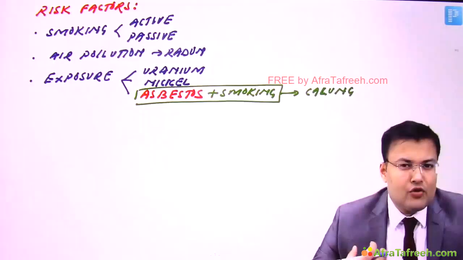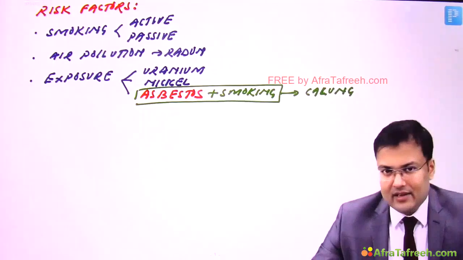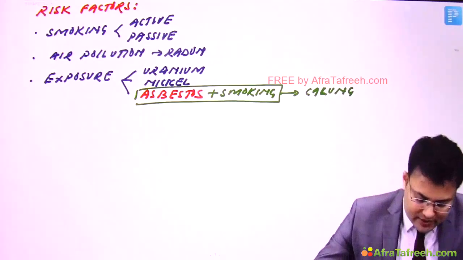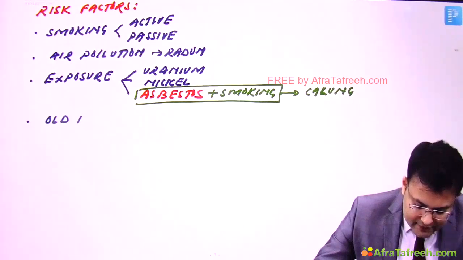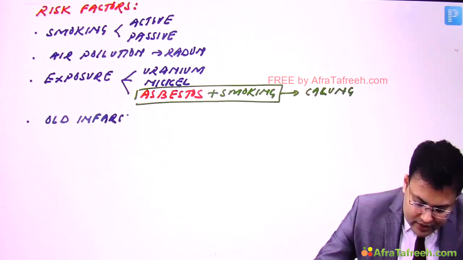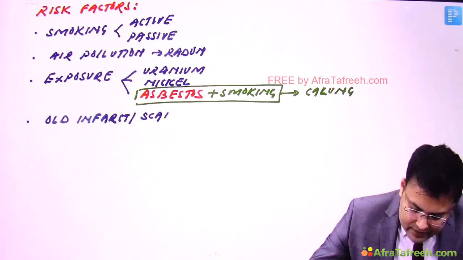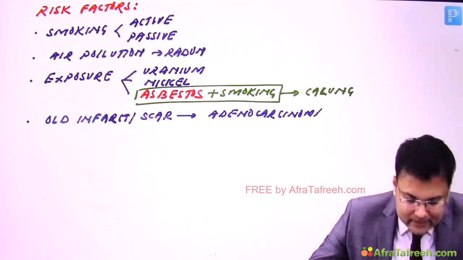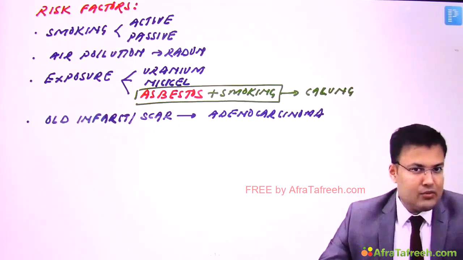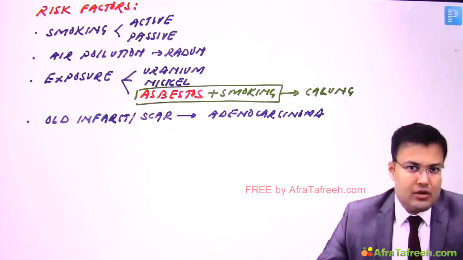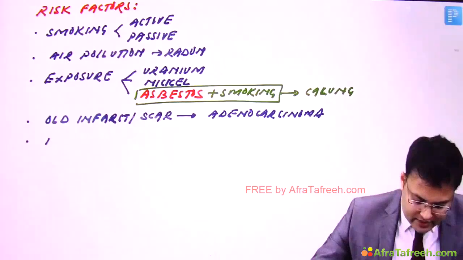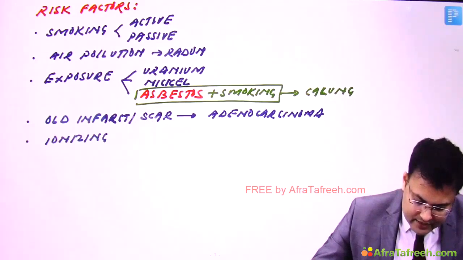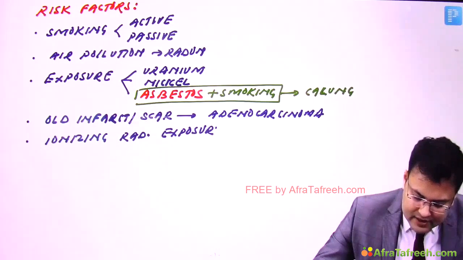If there is presence of old infarct or scar in the lung, it increases the risk of adenocarcinoma. So if there is old infarct or scar, this is going to increase the risk of adenocarcinoma. Clear? And if there is ionizing radiation exposure, it also increases the risk. So it's the ionizing radiation exposure. Clear? These are the risk factors for carcinoma lung.